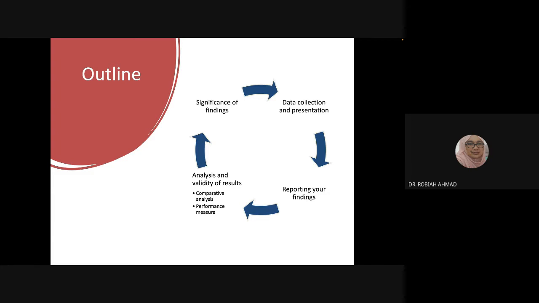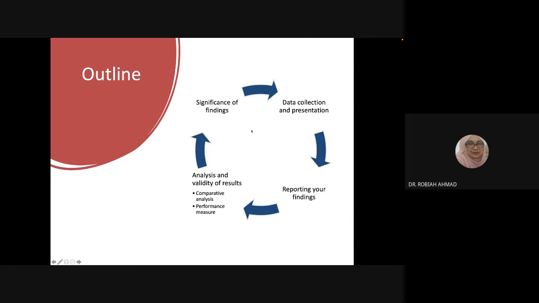In whatever topics that you are dealing with, there are usually different ways how researchers measure the performance of whatever research that they propose. Okay, so please make sure what are the performance measures used in your particular research.